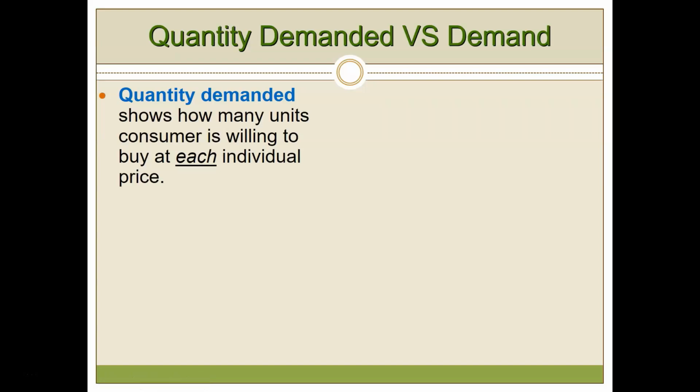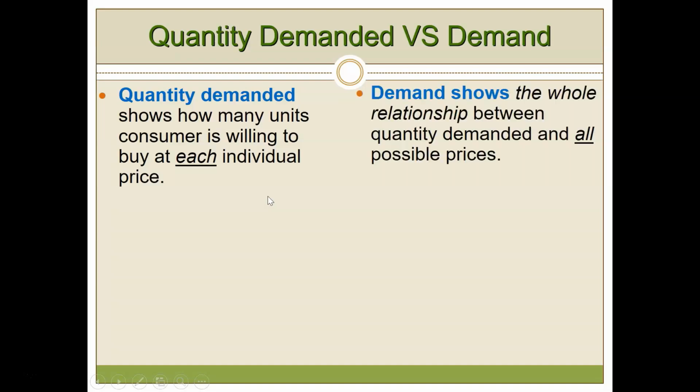So, quantity demanded shows how many units consumers are willing to purchase at each individual price, at a single price. For example, when the price of an apple is 50p, there will be 100 students who are willing to purchase it in our BCU canteen every day. How many units will be purchased at each individual price, at a single price? While demand itself will show the whole relationship between all possible prices and related quantities which will be purchased by consumers. So quantity demanded is a single quantity purchased at an individual price, while demand is the whole relationship between all possible prices and all possible quantities.